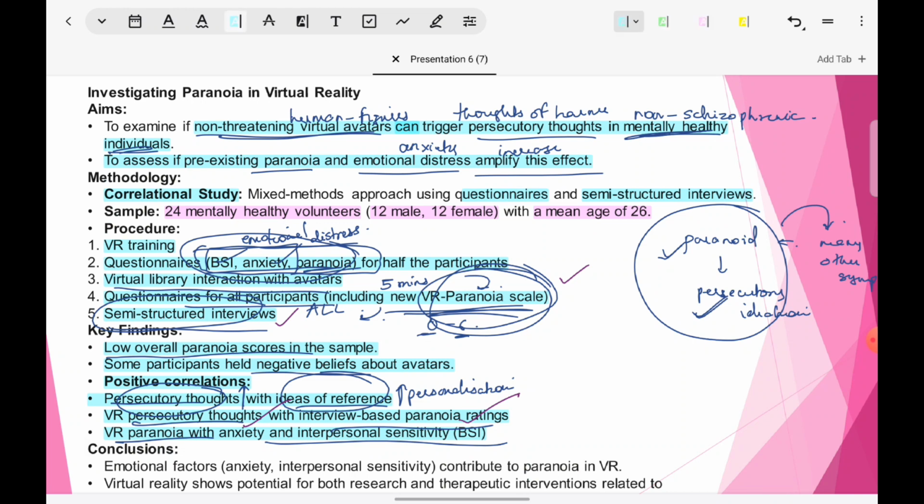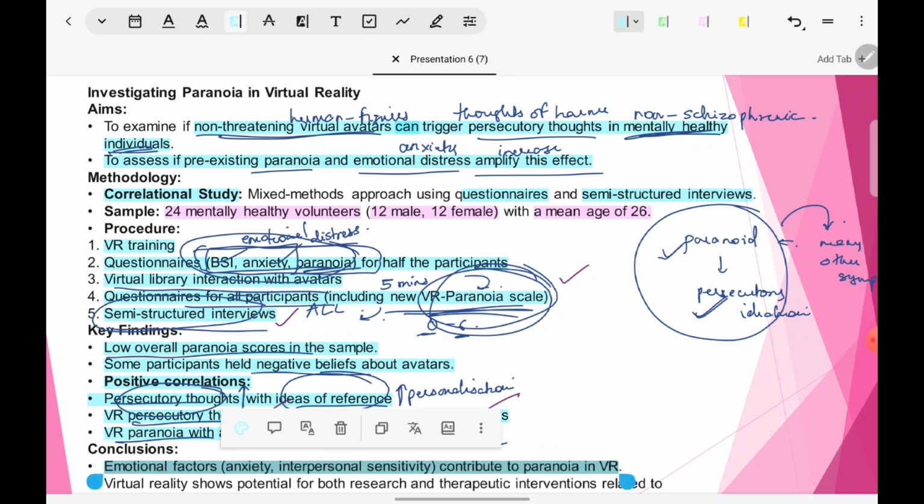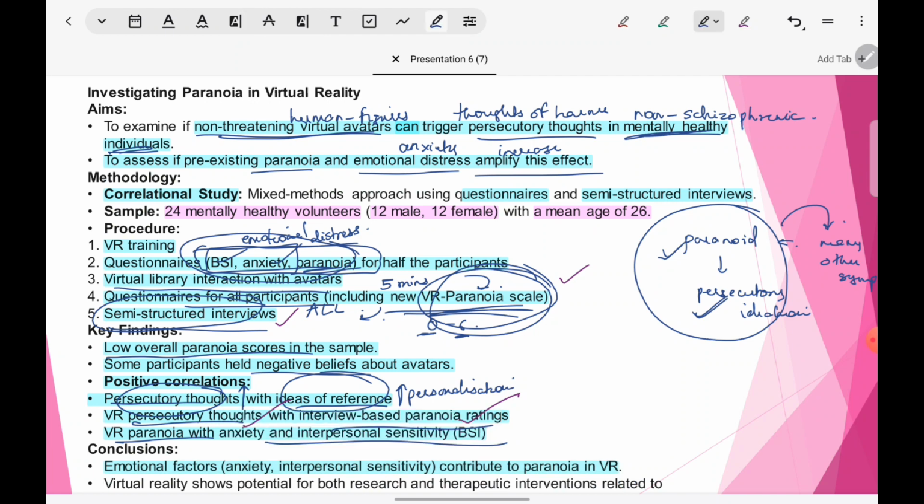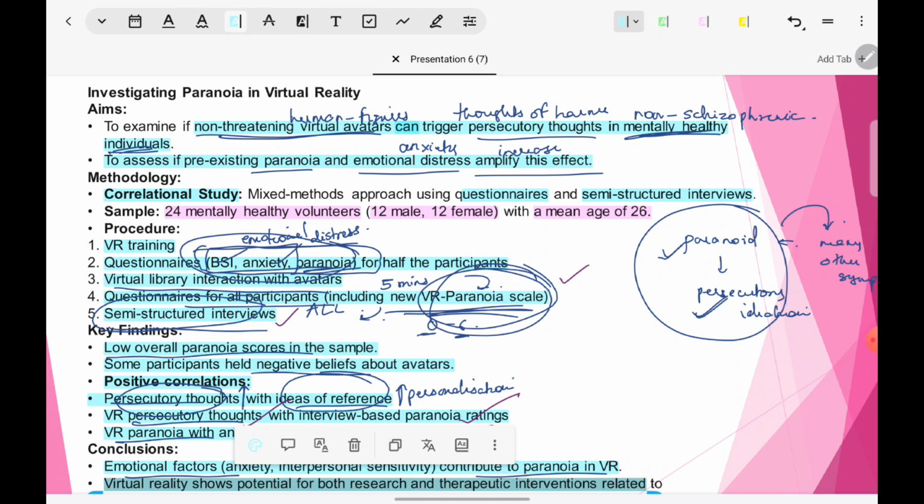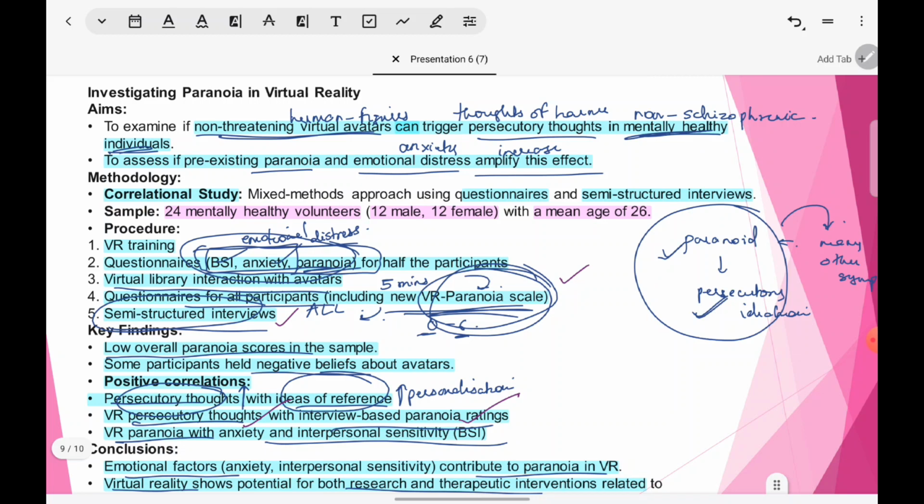Now let us look at the conclusions. What we draw from this study is that an individual's own qualities, like their own paranoid thinking and their own emotional distress, make them paranoid about avatars and make them doubt the intentions of avatars. Also, virtual reality has good potential for diagnosis and intervention. In this study, they made effective use of virtual reality. They did not expose participants to actual human figures. Still, they were able to measure their paranoia. So that means VR can be as good, if not better, than exposing people to real environments.